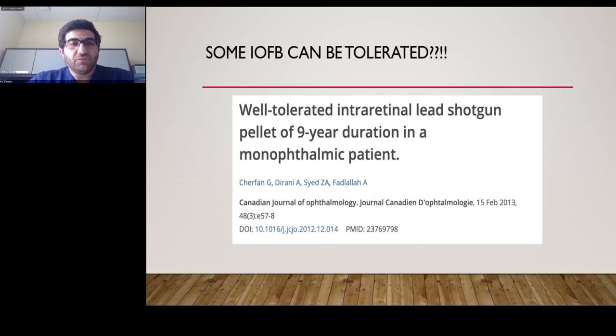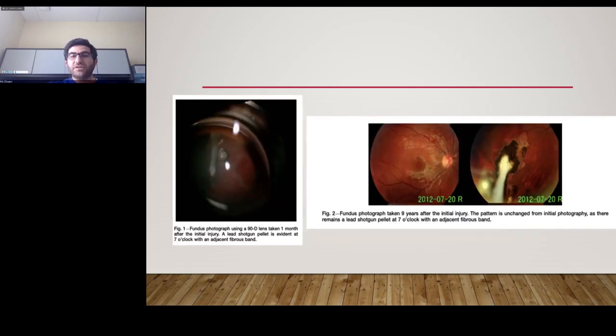On the other hand, sometimes we can have a tolerated intraocular foreign body. This is a case of a patient who had an intraocular foreign body related to a lead shotgun. The intraocular foreign body was in the eye for 9 years, and as you will see, the patient still has good visual acuity. She can see 20/25, and we can see in the periphery that the foreign body is causing some traction. With this patient we did not do the surgery. For some reason, the patient refused to have the surgery, and we saw the patient later on. The foreign body was still there. The traction is only in the periphery.